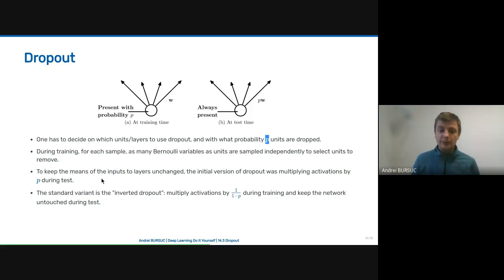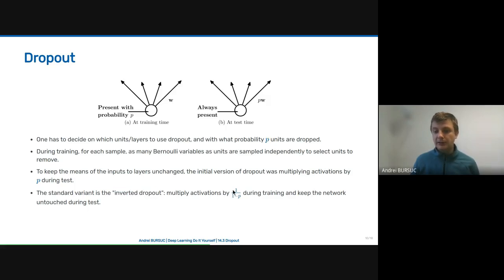So in the initial paper, what the authors did, and it's in this figure here, to keep the means of the inputs of the layers unchanged, the initial version of Dropout was multiplying activations by p during test. So we practically multiply here by 0.5, for instance. We multiply all the activations by 0.5, such that you keep more or less the same statistics. But what's currently more used and more standard is what we call inverted dropout.